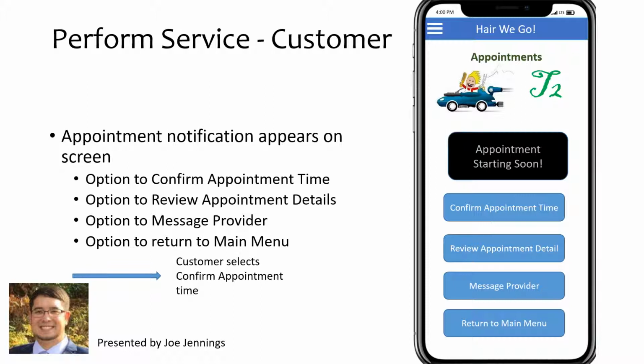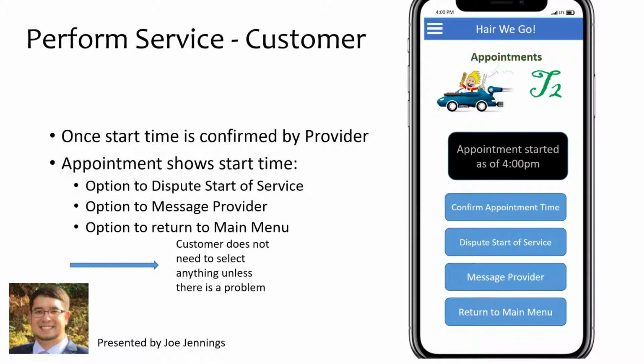Normally, they will hit Confirm Appointment Time unless they are running late or have some other complication meeting their scheduled appointment. Once the provider has selected to start the service, the customer will receive a notification of the start time. Underneath that notification, they will have four options. First one is to confirm the appointment time. The second one is to dispute the start of service. The third option is to message the provider, and the fourth option is to return to the main menu. The customer does not need to select any of these options unless there is a problem with their service.